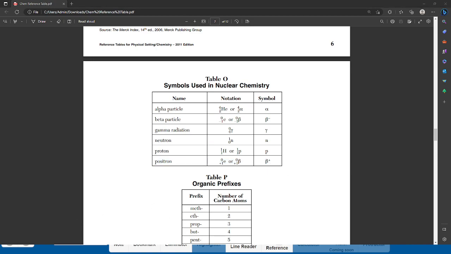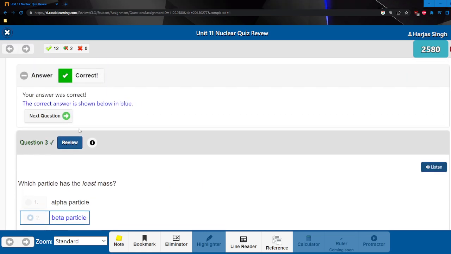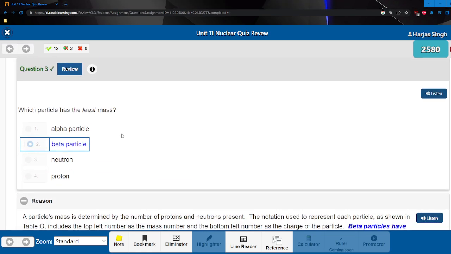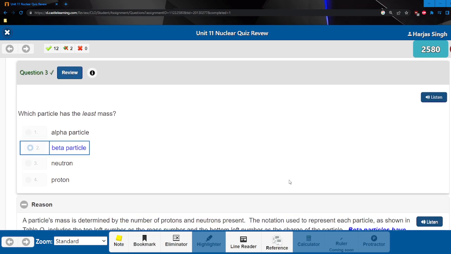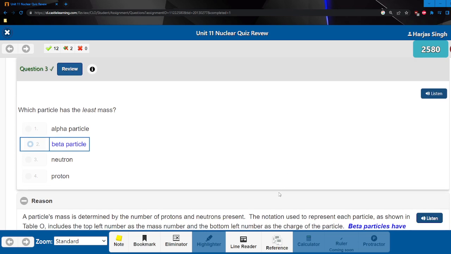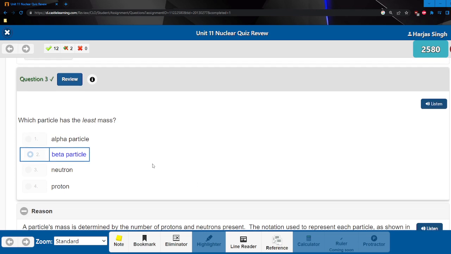And for the next one, let's see. Which particle has the least mass? That would be a beta particle. Beta particles are fast-moving electrons. Electrons are the lightest particle in an atom, right? This is Unit 1 stuff. Just think of a beta particle as, you know, a neutron. Not a neutron, an electron, my bad.